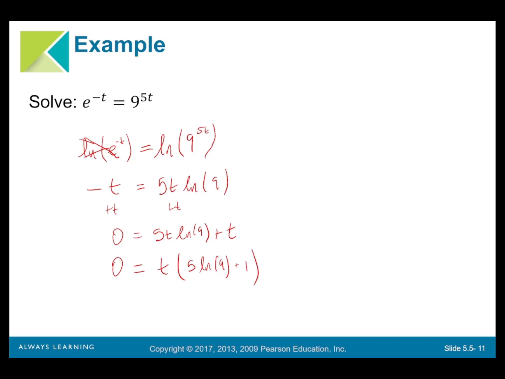And this equals 0. And so we're actually going to divide by 5 ln of 9 plus 1 on both sides. But look what happens. We actually just get t equals 0. And that's okay. The algebra showed us the only place where these two things are equal, and that's when t equals 0, which of course anything to the 0 power is 1. So that makes a ton of sense here.